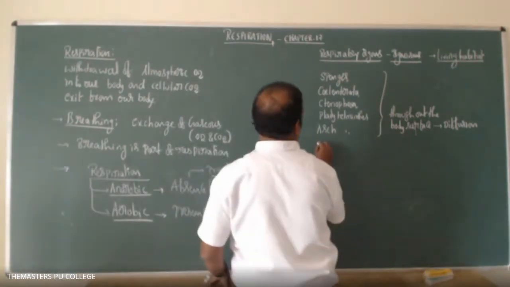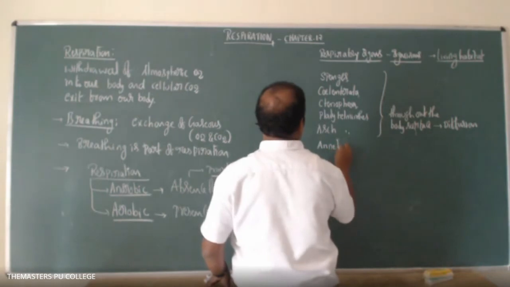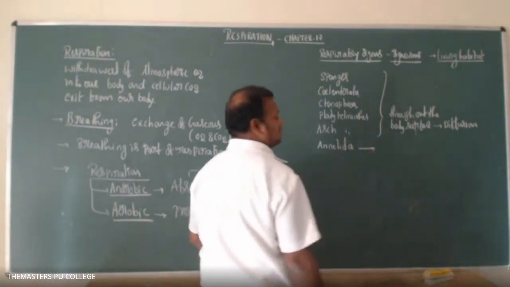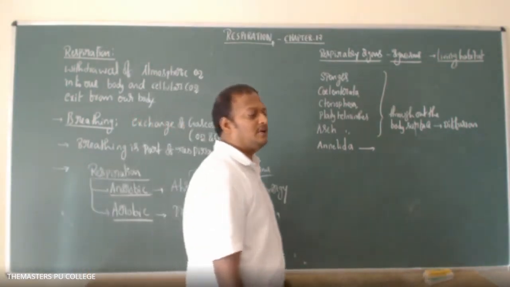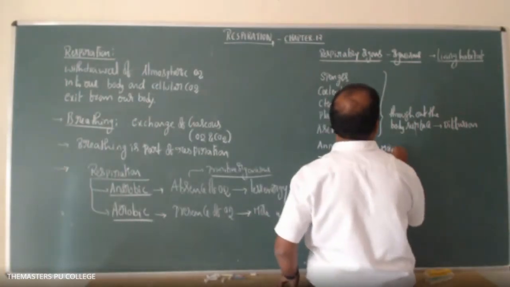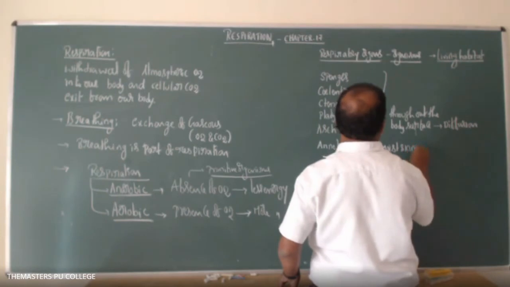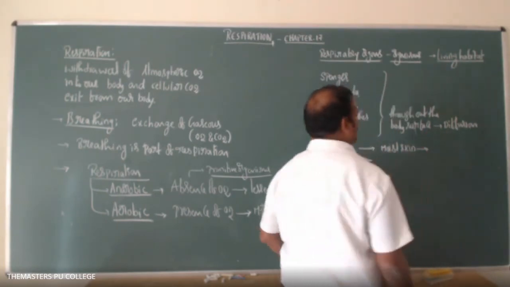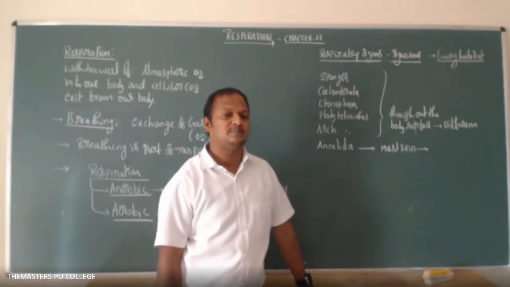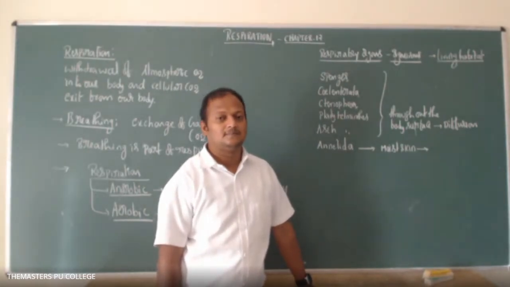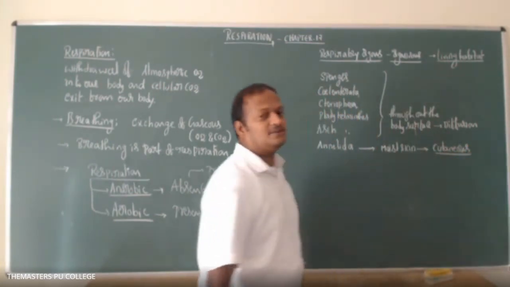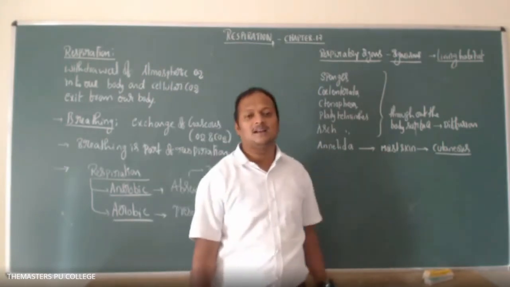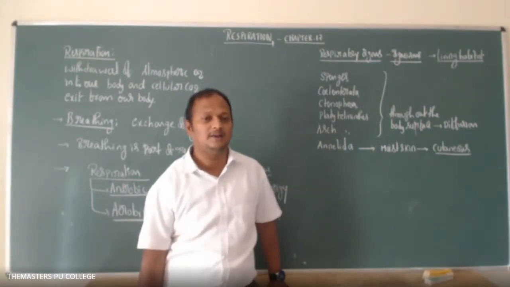So what about Annelida? In phylum Annelida, we already discussed the earthworm. What is the respiratory organ in Annelida, students? Moist skin. Very good. The moist cuticle. The moist skin is the only respiratory organ. Through the moist skin, respiration takes place. Through the moist cuticle, the process of respiration takes place. That type of respiration is called cutaneous respiration. What is the respiratory organ in Annelida? Moist skin only. Okay, students.